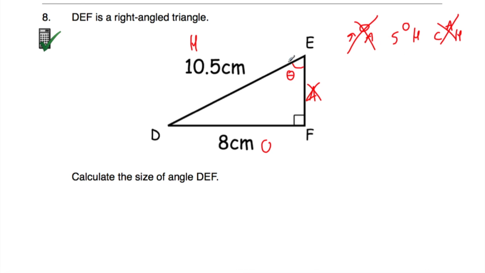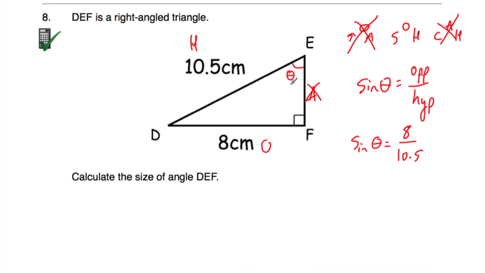Now in this question we're trying to find the size of the angle, so we're going to cover up the S for sine. So remember, if you're trying to find an angle, you would cover up the T, the S, or the C. So we're covering up the S, which is the sine, and that means the sine of the angle is going to be equal to the opposite divided by the hypotenuse. So let's write that down. The sine of the angle, sine theta, is equal to the opposite divided by the hypotenuse. So let's substitute in our values. The sine of theta is equal to the opposite, which is 8, divided by the hypotenuse, which is 10.5. So we know that the sine of the angle is equal to 8 divided by 10.5.